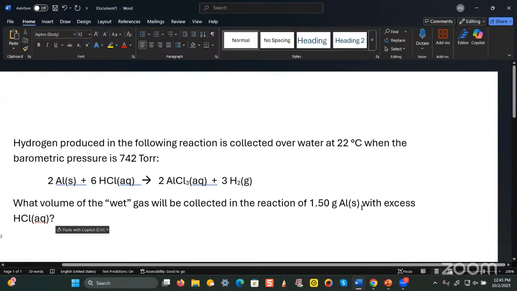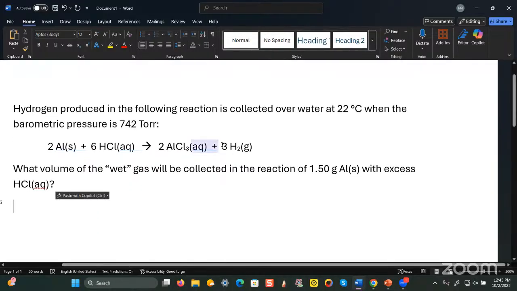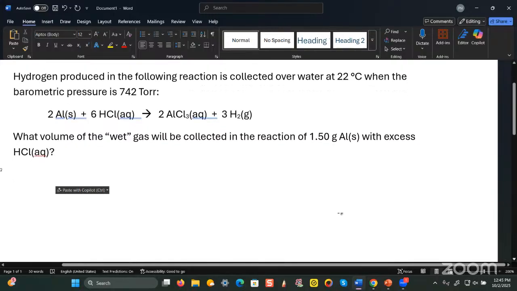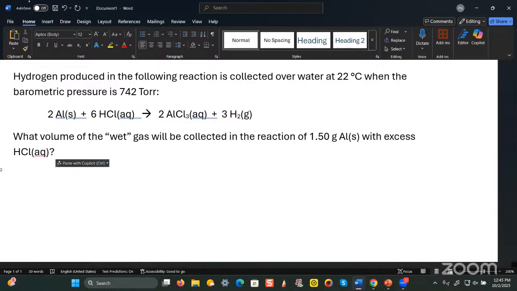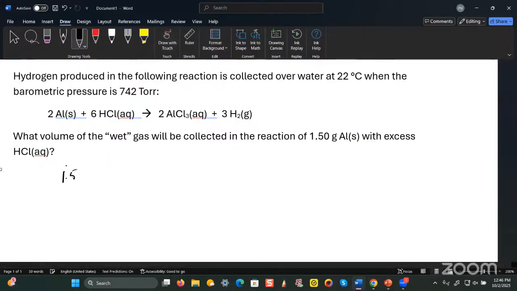Okay, so this is a question here. The question gives you an equation, and it says that the hydrogen gas that is produced in this reaction is collected in water at 22 degrees Celsius, when the barometric pressure is 742 torr. So the question is asking what volume of wet gas will be collected in the reaction of 1.5 grams of aluminum with excess HCl. So basically, you're going to start off with, in this case, 1.5 grams of the aluminum.